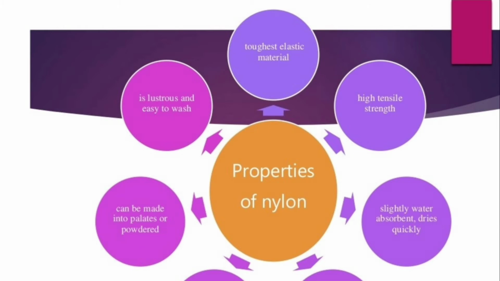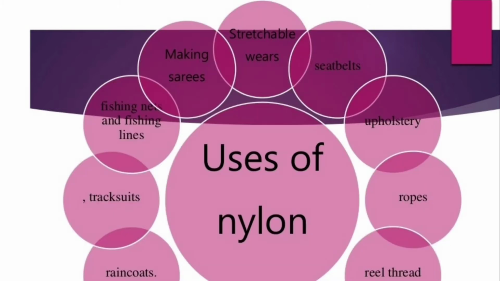It is lustrous and easy to wash. It is the toughest elastic material. It has high tensile strength. It is slightly water absorbent and dries quickly. So these are the properties of nylon. Nylon is the strongest because it has high tensile strength. It will not break easily.